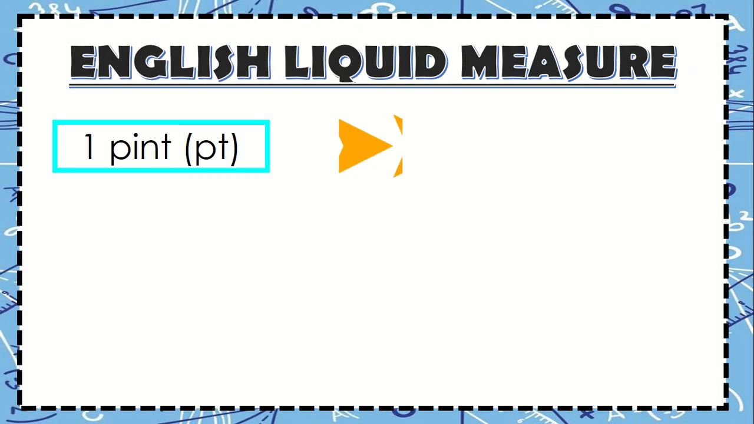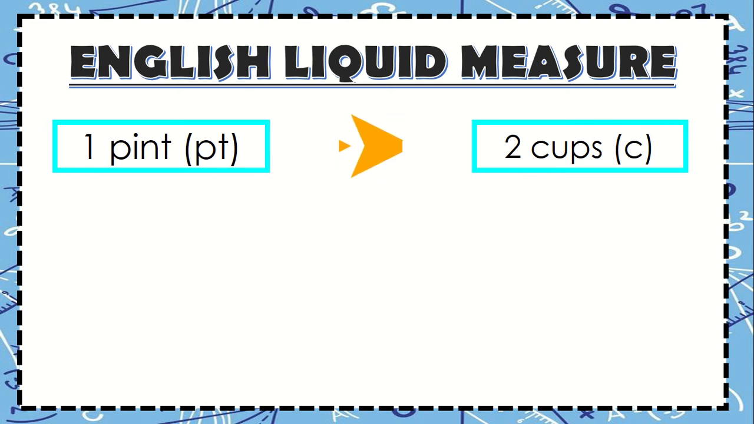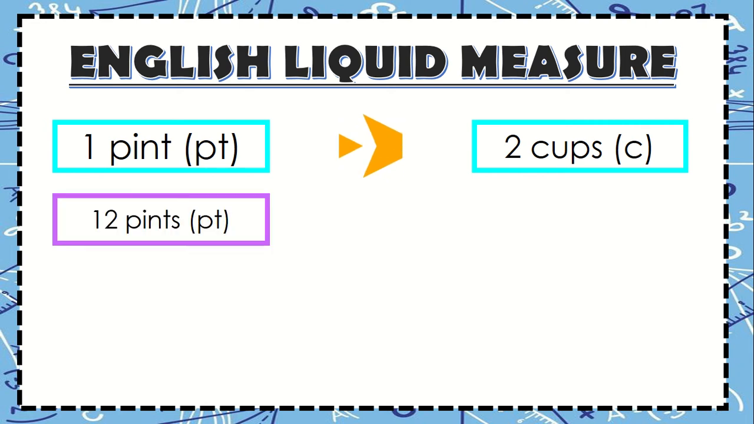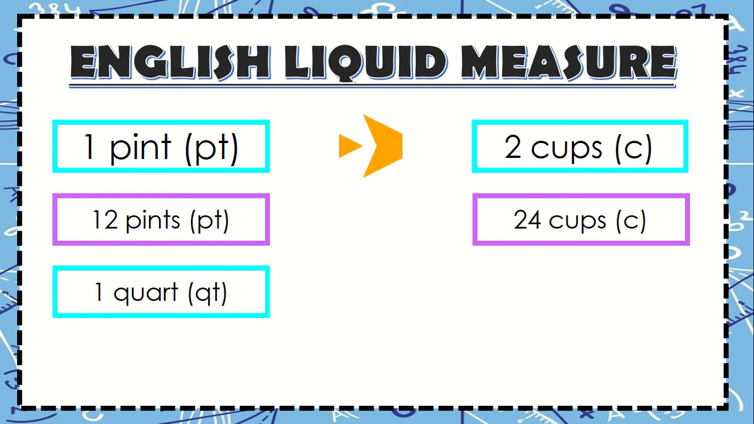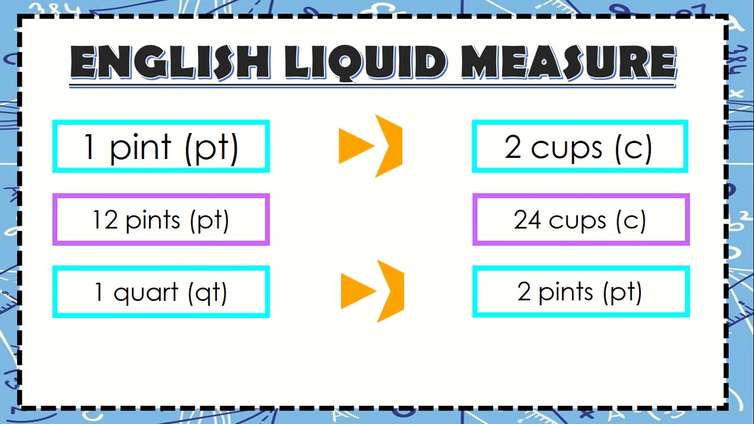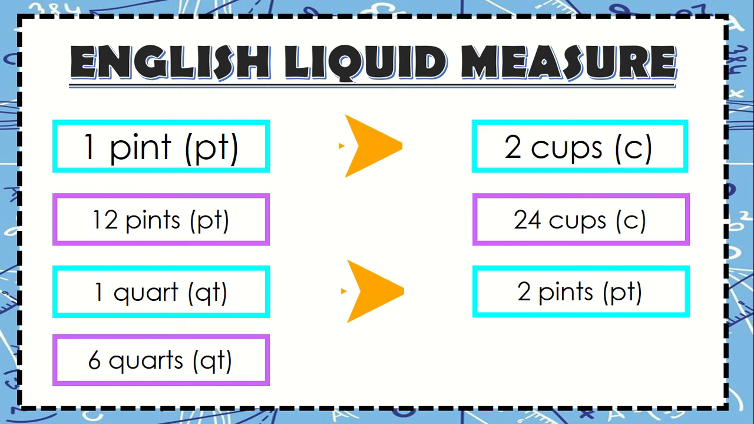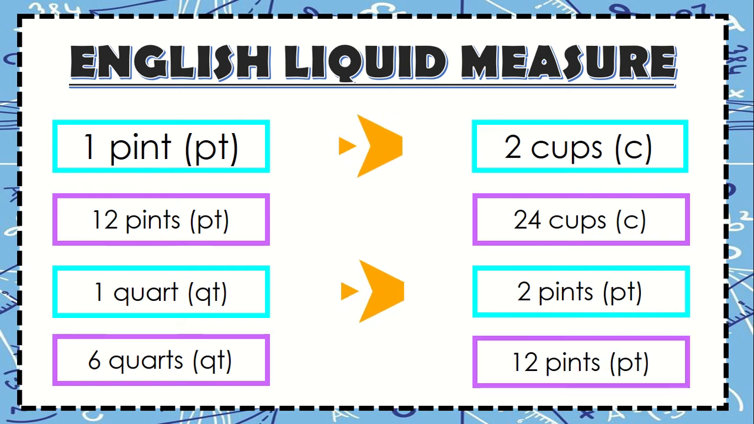1 pint is equivalent to 2 cups. So, kapag meron tayong 12 pints, 12 times 2 will give us 24 cups. Ang 12 pints ay equivalent ng 24 cups. Next, 1 quart. 1 quart is equivalent to 2 pints. So, kapag meron tayong 6 quarts, 6 times 2 will give us 12 pints or 24 cups. Kasi yung 12 pints natin kanina dun sa taas ay equivalent to 24 cups.